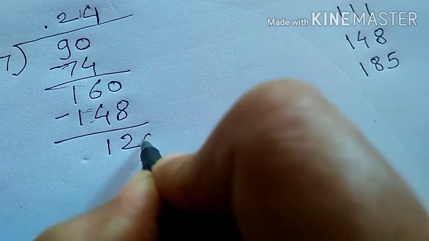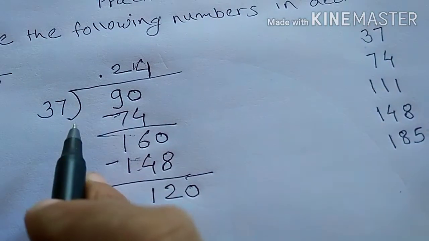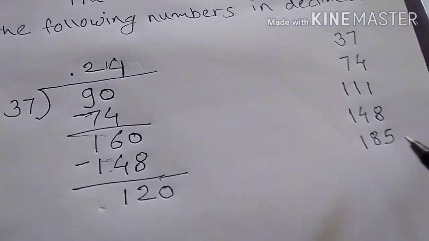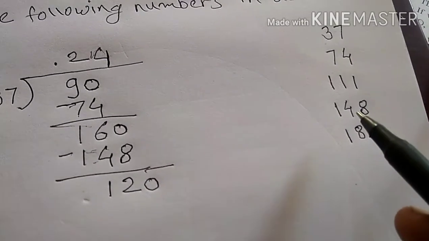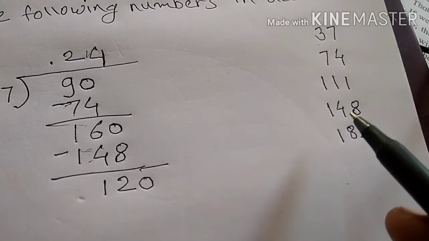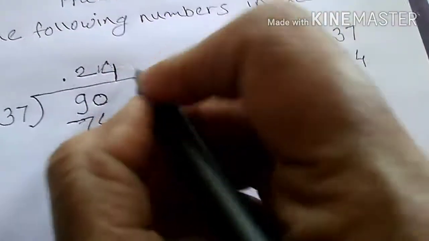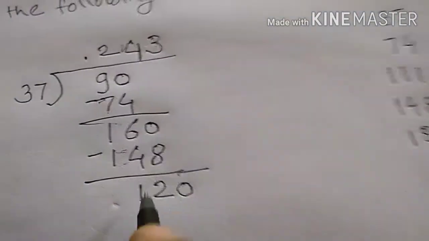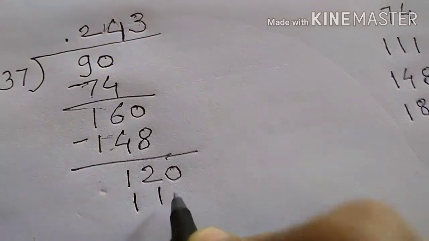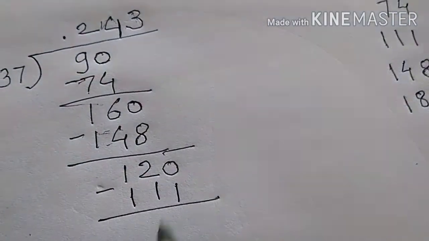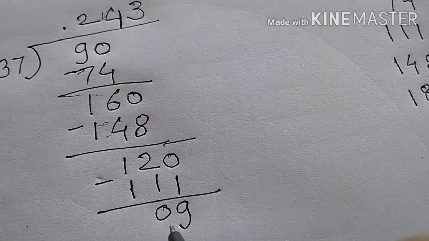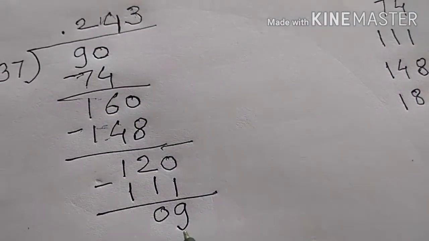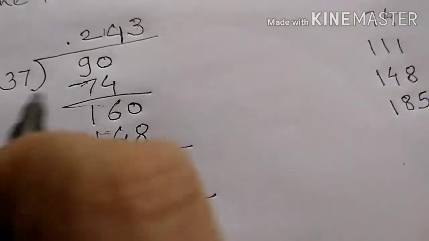Further again take 0 and divide 37 into 120. So here 3 times is 111. After that there is 148. So from 120, 148 can't be subtracted. So write here 3. 37 threes are 111. 120 minus 111 is 9. So see here the remainder is 9 and we start from the 9.